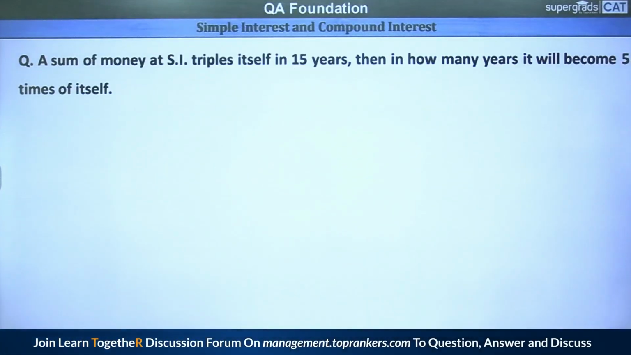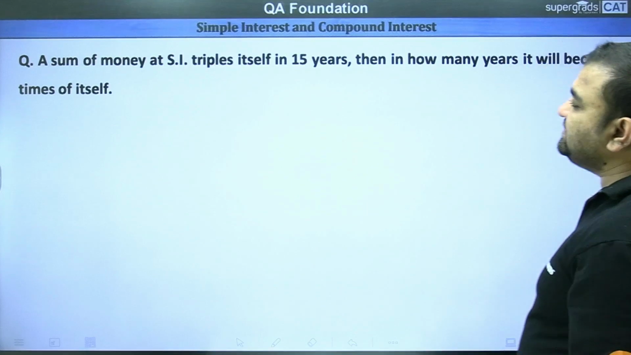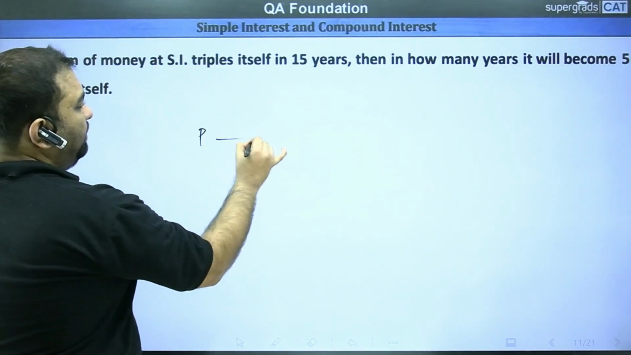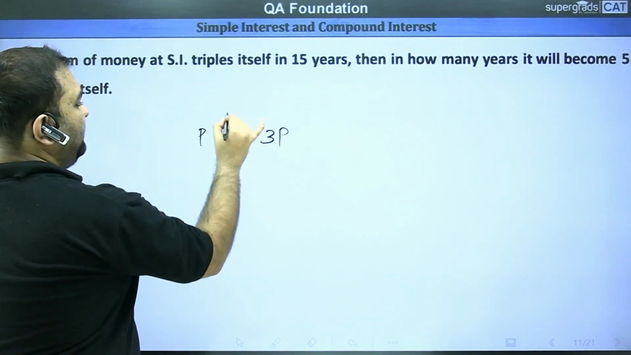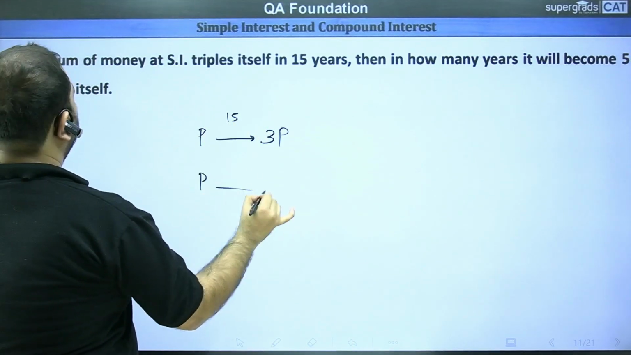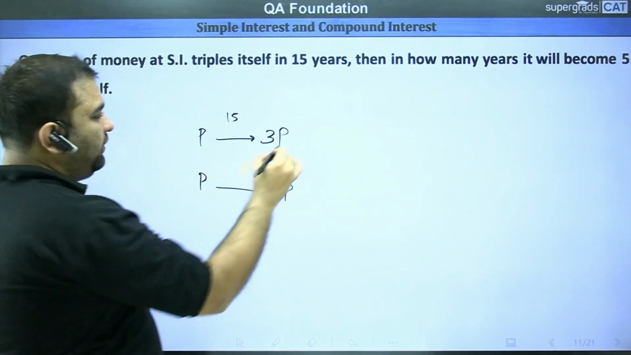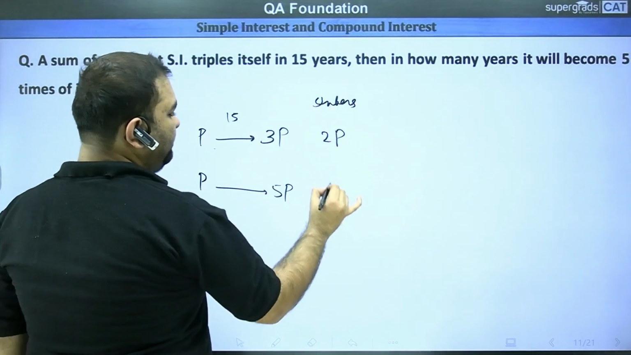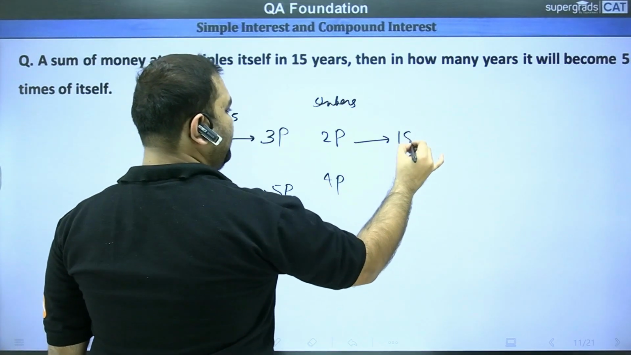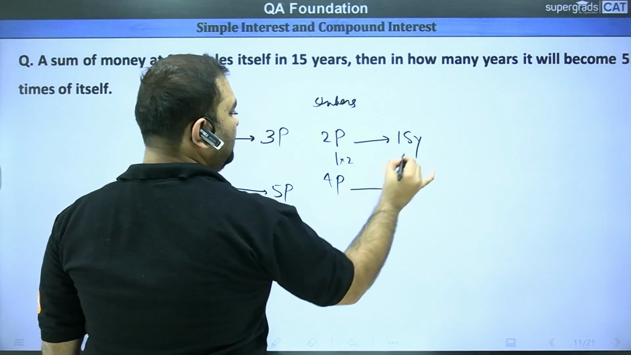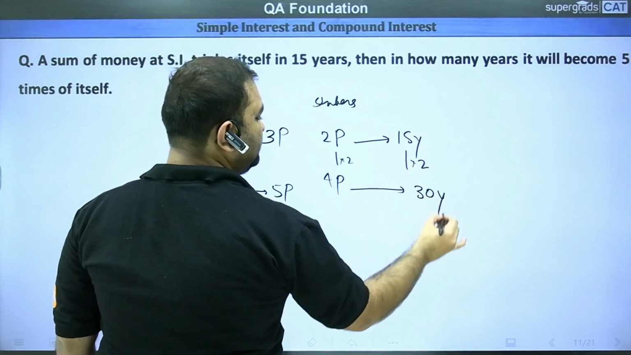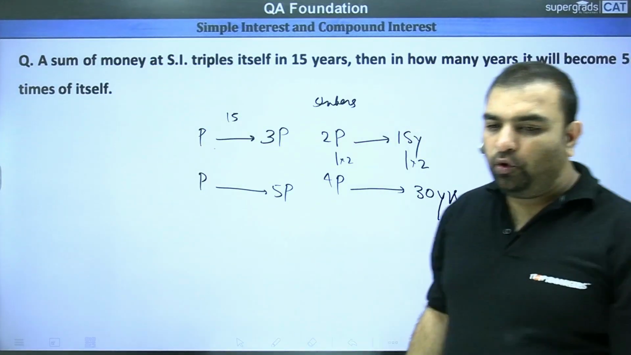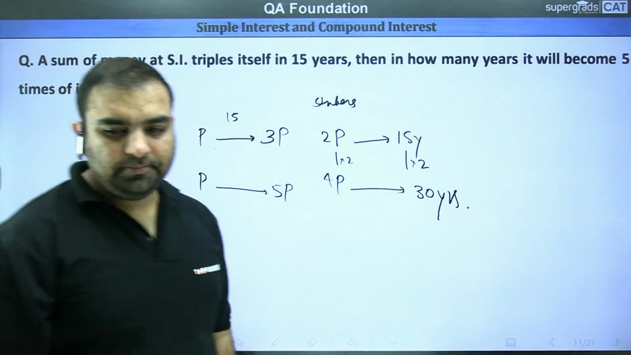आगे बढ़ जाओ। सम ऑफ मनी बिकमिंग ट्रिपल्स इन 15 years, हाउ मेनी टाइम्स इट विल बिकम 5 times? फटाफट से p से 3p 15 years, p से 5p कितने years? राइट डाउन द इंटरेस्ट। P से 3p होना 2p का इंटरेस्ट, P से 5p होना 4p का इंटरेस्ट। If 2p interest you are receiving in 15 years, then 4p interest you will receive in 30 years. Cool. Let's move on.